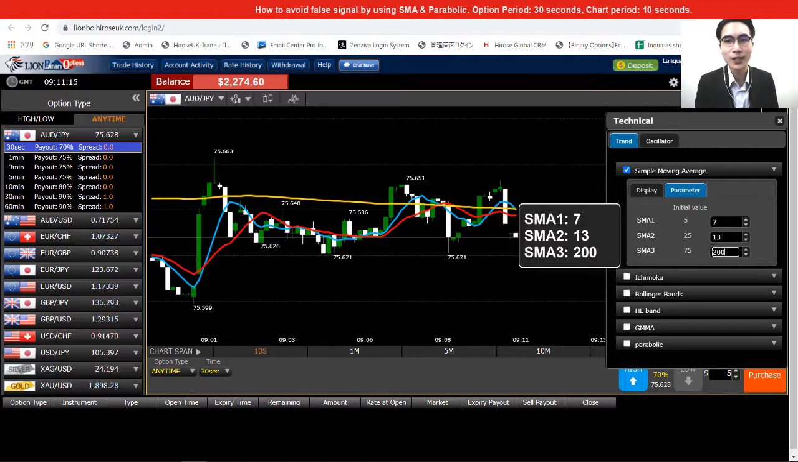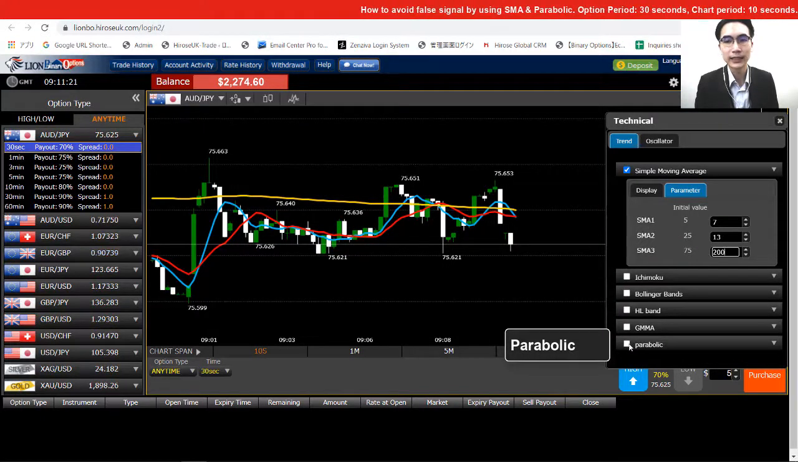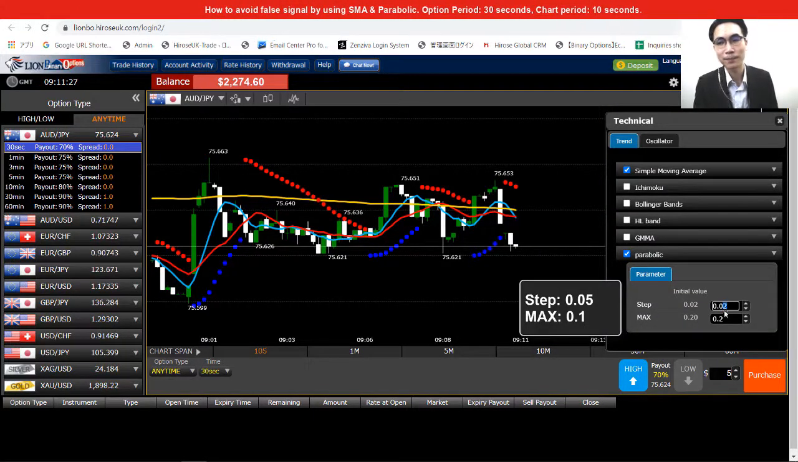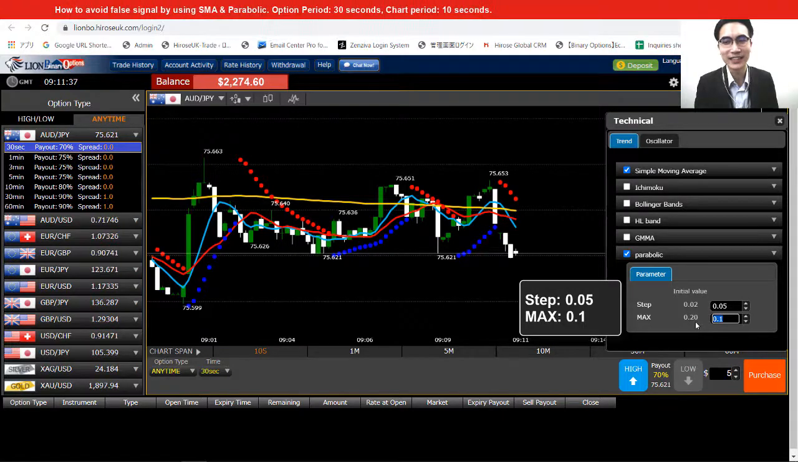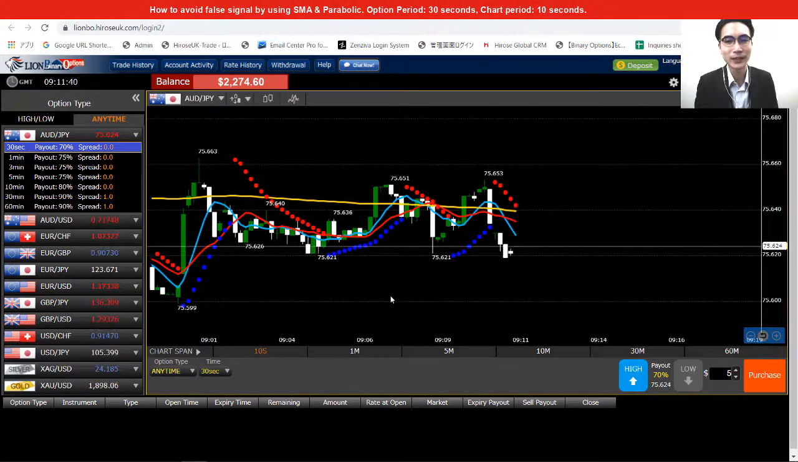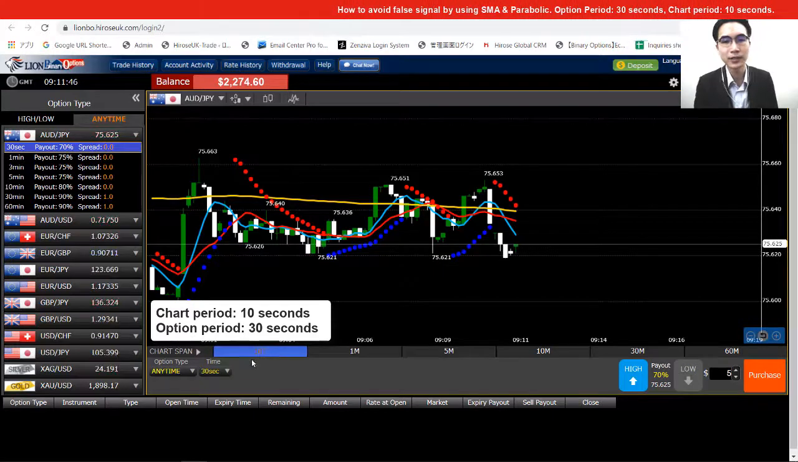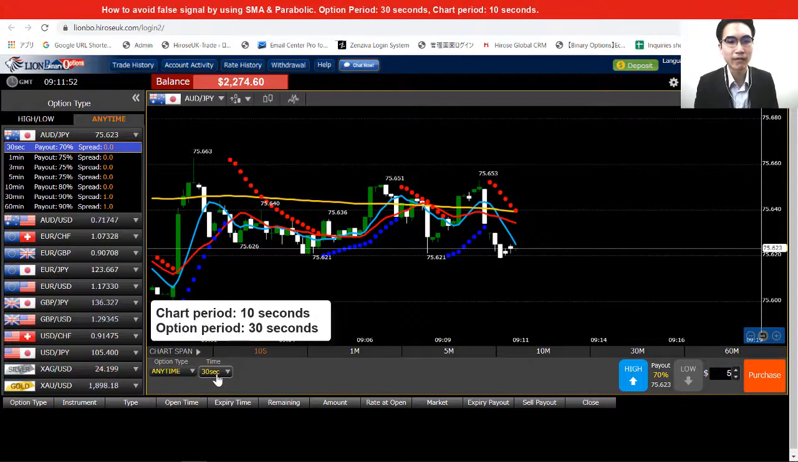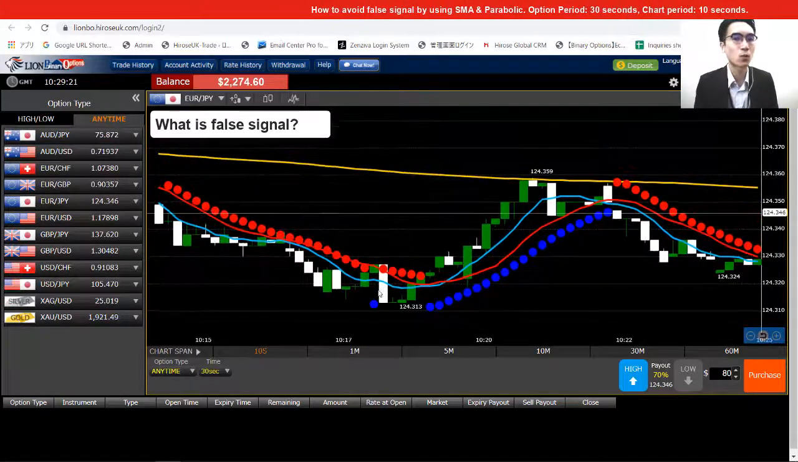After we get that done, we'll move on to the second indicator, which is the parabolic. Put a tick on parabolic, and just open the drop down. The parameters we're using here are 0.05 and 0.1. So again, 0.05 and 0.1. Then we'll close the technical indicators window. The last thing we will be changing here is the chart period and option period. Today I'm using a 10 seconds chart period, and I will be trading with a 30 seconds option period.